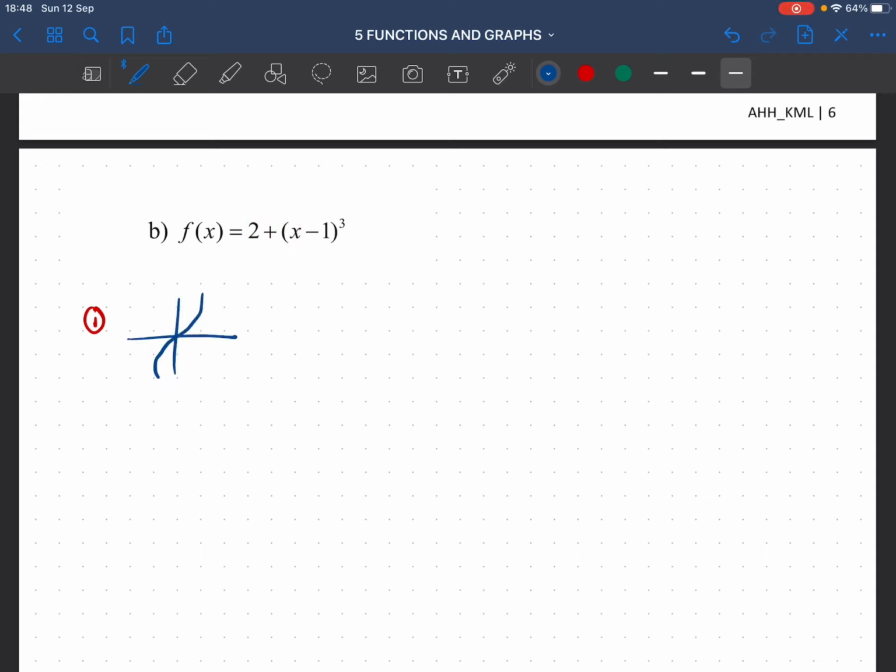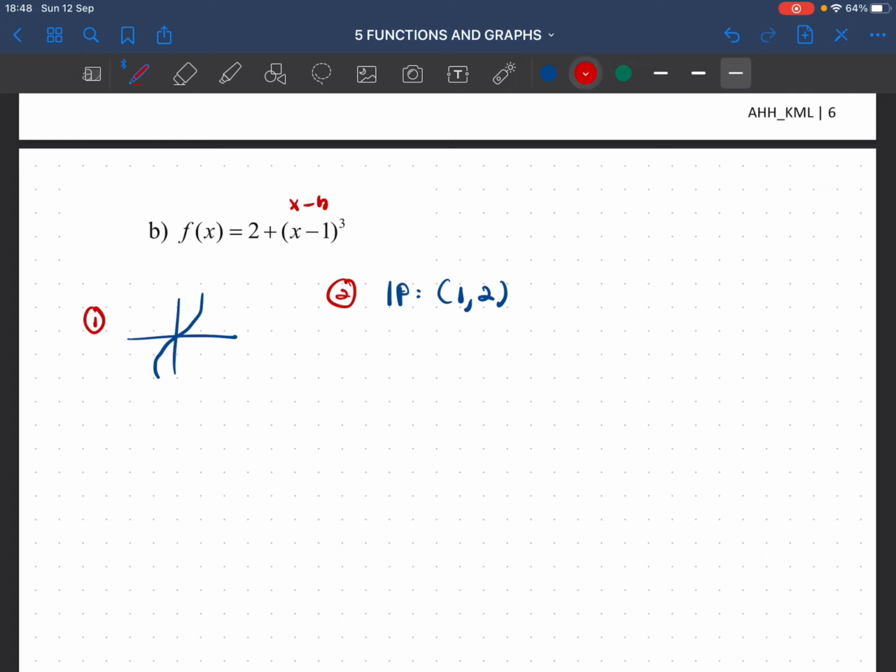Alright, so the second thing is to find our inflection point. The inflection point here is (h, k). So h is the one inside, in x minus h. So x minus h equals 0, x equals h. So your h should be 1. k is the one outside, so your k is 2. So this is our inflection point, (1, 2).